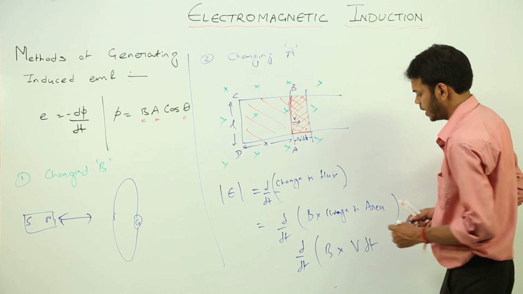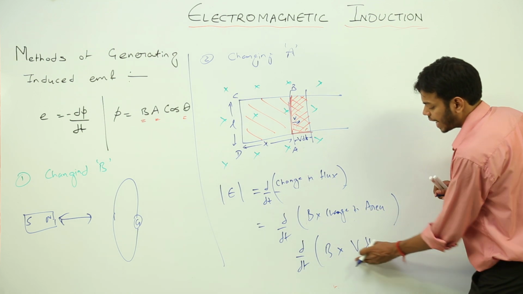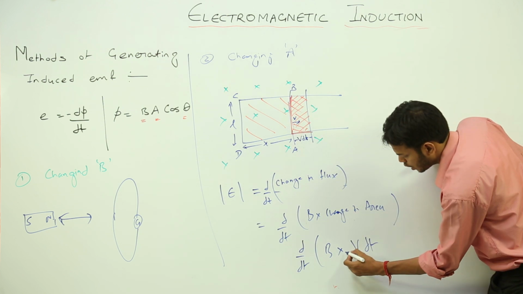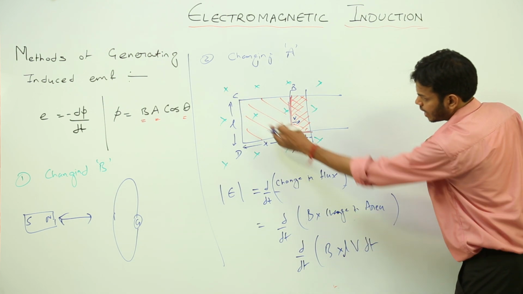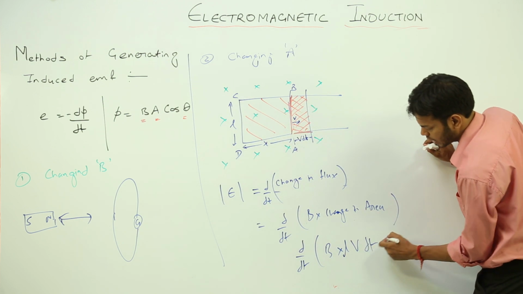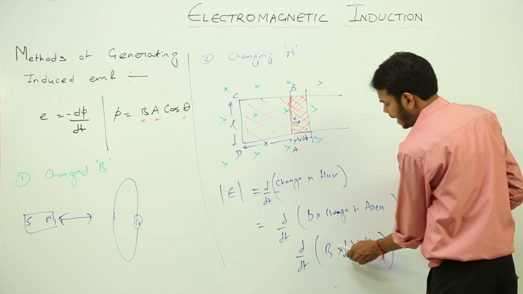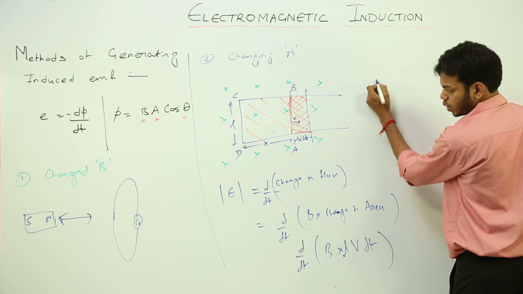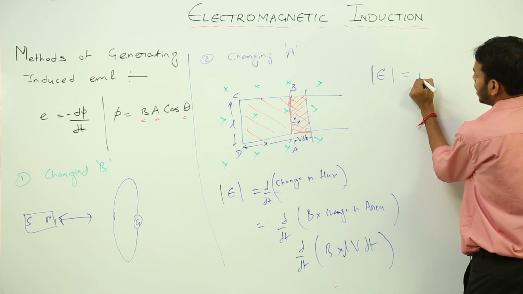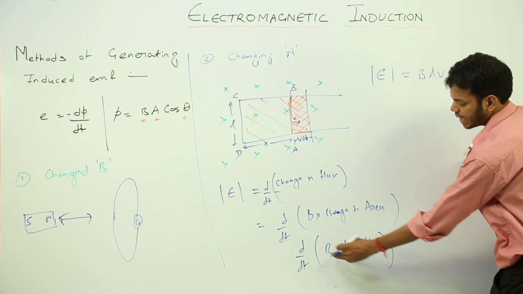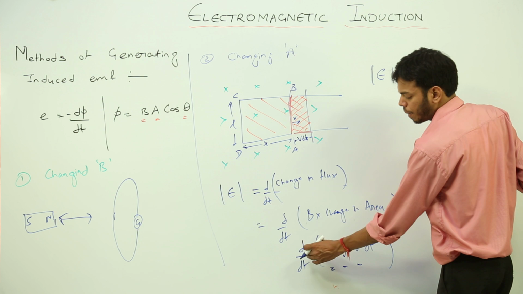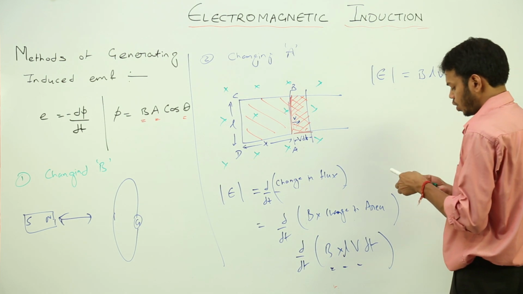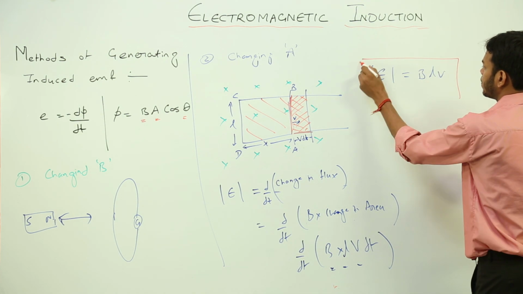V dt, right? No, this is not right. V dt is not the change in area. V dt is only this much length. What is the area? This length into this length. This length is L and this length is V dt. Now this is complete. B, L, V are constants, take them out, and you are left with d over dt of dt. So the magnitude of induced EMF is B L V multiplied by d over dt of dt. You will be left with what? Nothing, 1. So this is your answer.